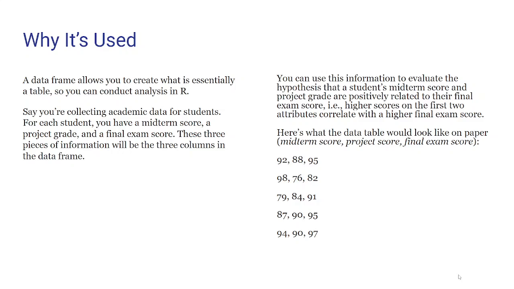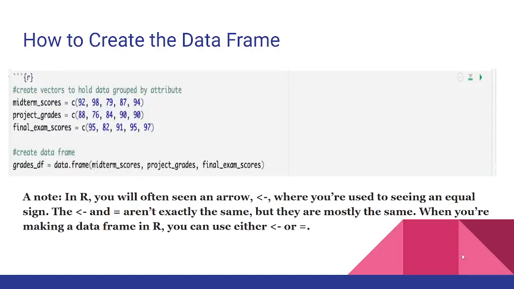Here's what the data table would look like on paper: our midterm scores, our project scores, and our final exam score. So now that we know what it is and what it's used for, let's see how to create one. To create the data frame in R, you create vectors to hold the data grouped by the attribute. These data points have the same attribute as midterm scores, these have the same attribute as project grades, and these have the same attribute of final exam scores.